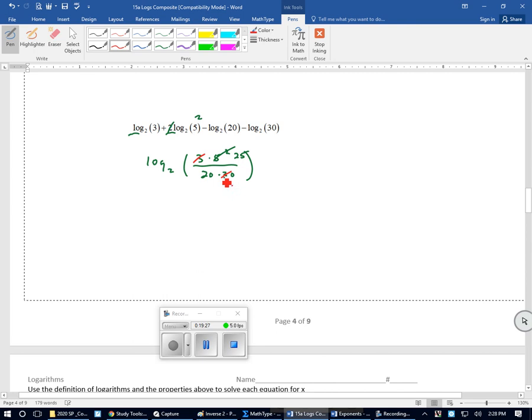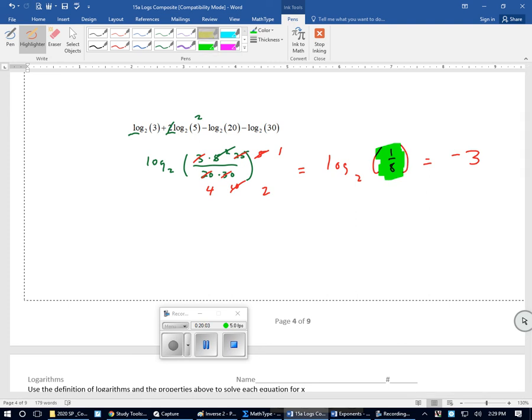I'm going to cancel a 3 and a 3 and get a 10. I'm going to cancel a 5 and a 5 and get a 5 and a 4. And I'm going to cancel a 5 and a 5 and get a 1 and a 2. And so I'm going to have the log 2 of 1/8. Now, the log 2 of 8 is 3, so the log 2 of 1/8 is -3. Remember, to reciprocate in a logarithm, you don't change the base, but you change the sign of the exponent.